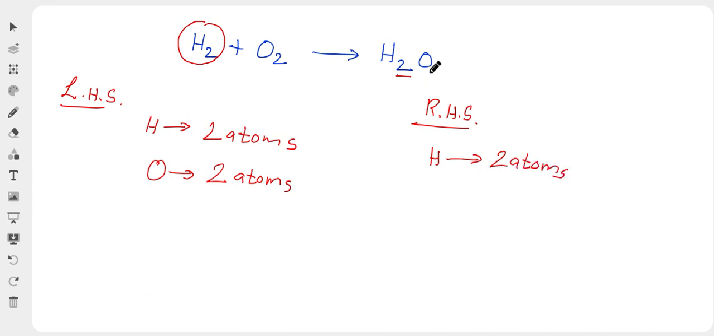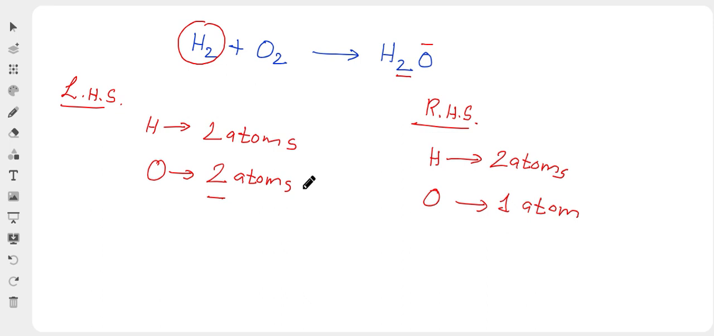But look at this oxygen now here. Oxygen here, earlier it was two atoms. Now this is only one atom here. You can see that this oxygen of the left hand side and this oxygen of the right hand side is unbalanced. So when any atom of an element on any side of the equation is unbalanced, that kind of chemical equation is known as an unbalanced chemical equation.